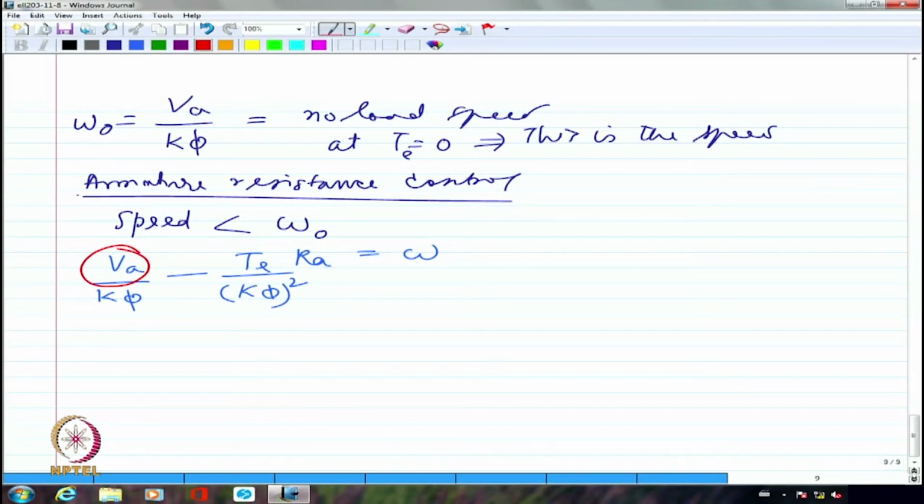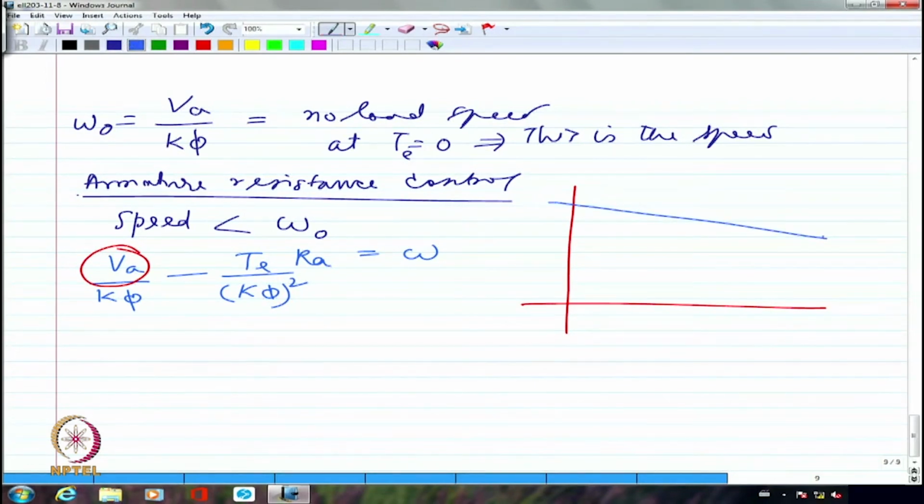So if I am looking at the armature voltage being changed, please note that the slope of the torque speed characteristic is decided by the RA drop. If the RA drop is more, it becomes steeper, otherwise the slope is very small. So this is the normal characteristic for VA by K phi.